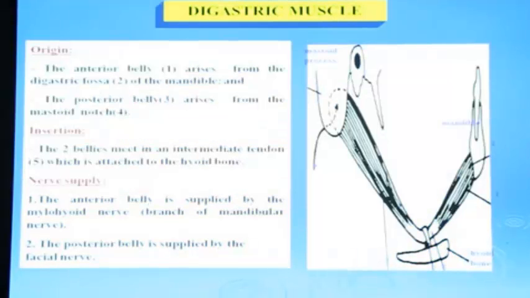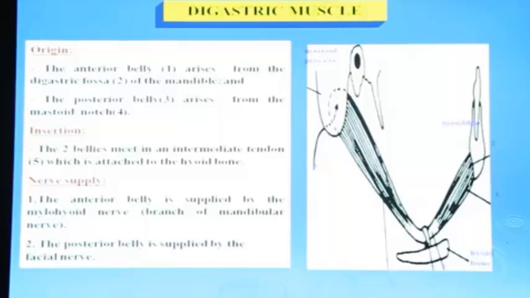Then we go to the submandibular region. Submandibular region means the region below the mandible. The first one is the digastric muscle. The digastric muscle has two bellies, anterior belly and posterior belly. So the digastric muscle has two parts. This is the anterior and posterior belly of the digastric. This is the posterior belly of the digastric.